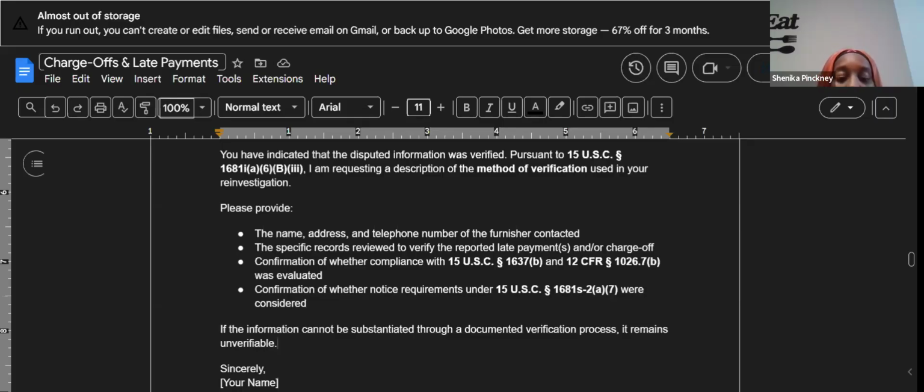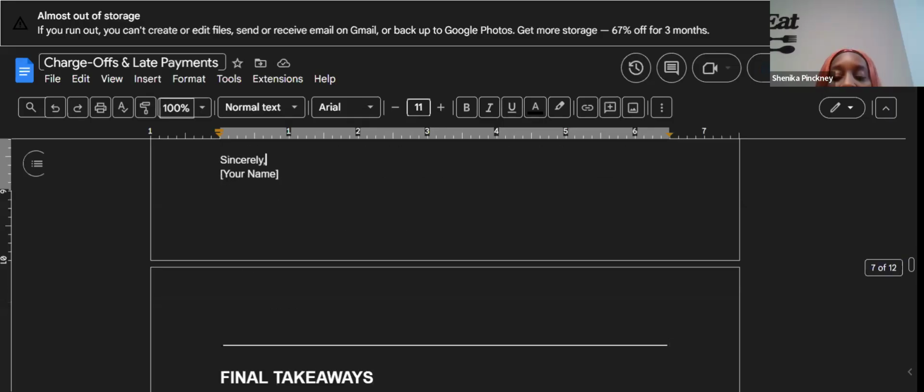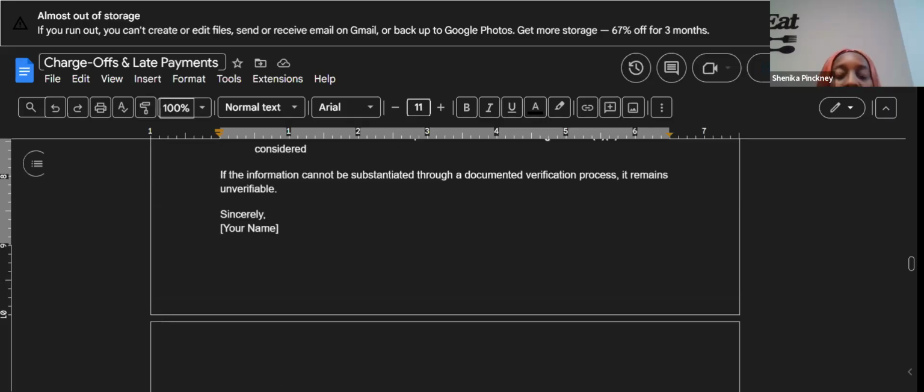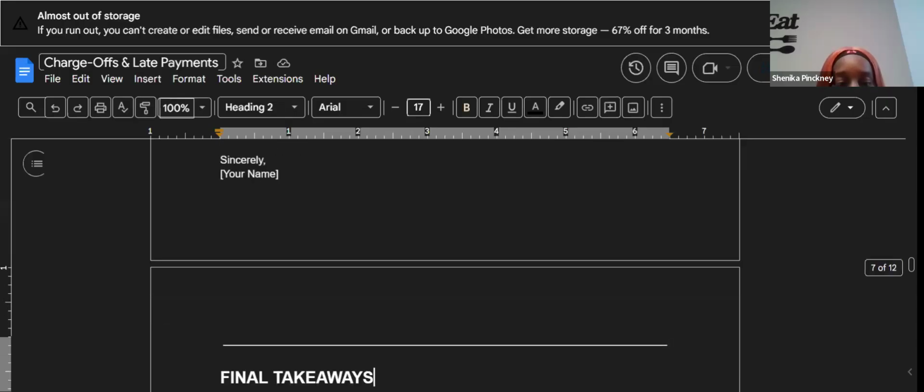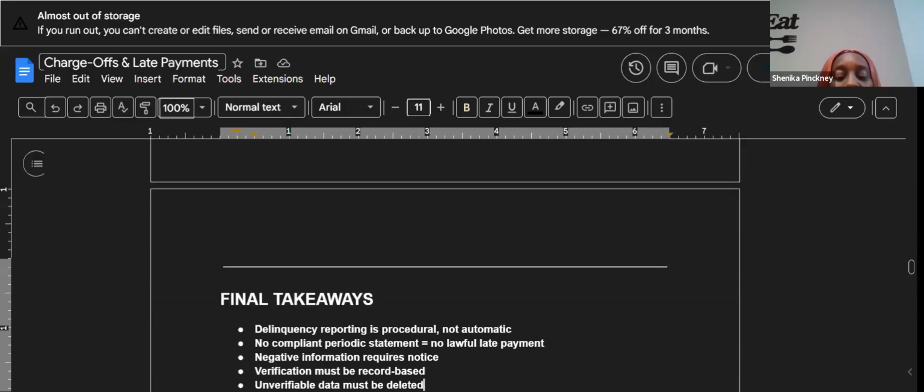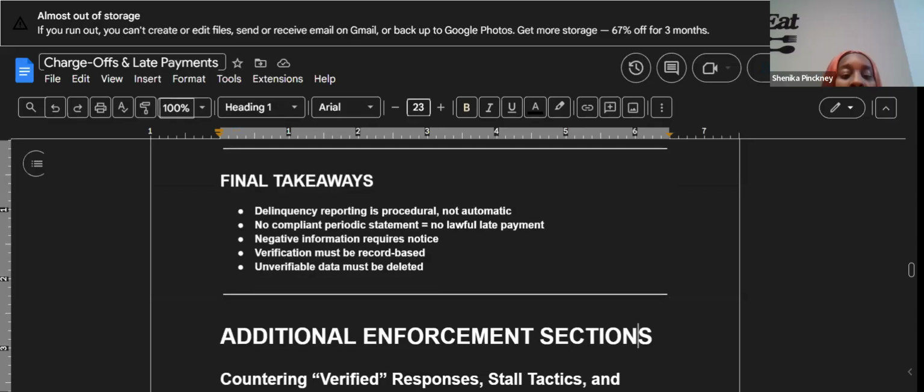If the information cannot be substantiated through a documented verification process, it remains unverifiable. Sincerely, your name. All right. And then I listed some key takeaways down here for you guys.